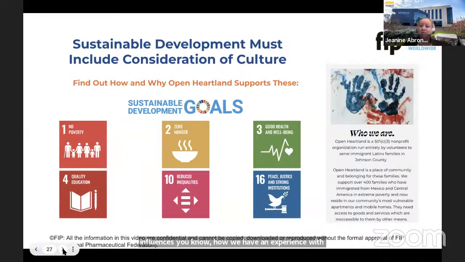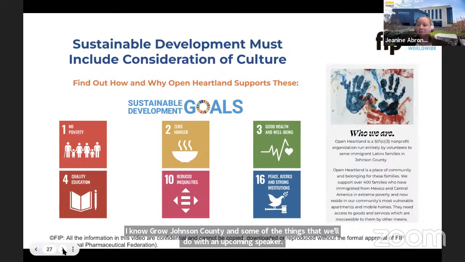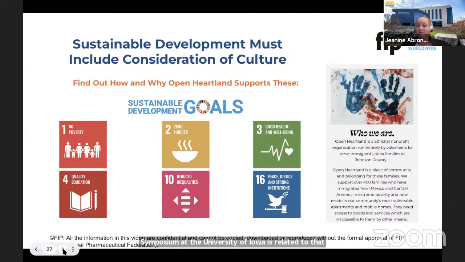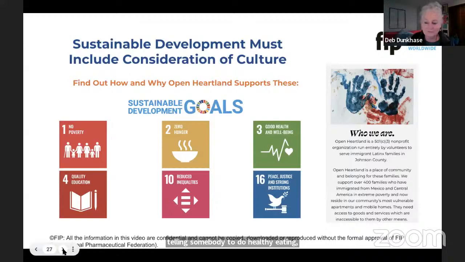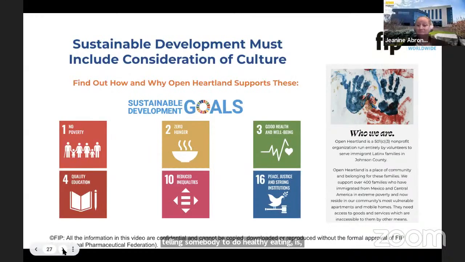So I know Grow Johnson County and some of the things that we'll do with an upcoming speaker symposium at the University of Iowa is related to that, thinking about what does it look like differently when we have different food sources? What are those preferences that are available when we're in a different location? And what are families likely to use? And then what is the cost associated with that, if we're making a lifestyle intervention and telling somebody to do healthy eating, is that feasible in a way that somebody thinks, or what does that mean?